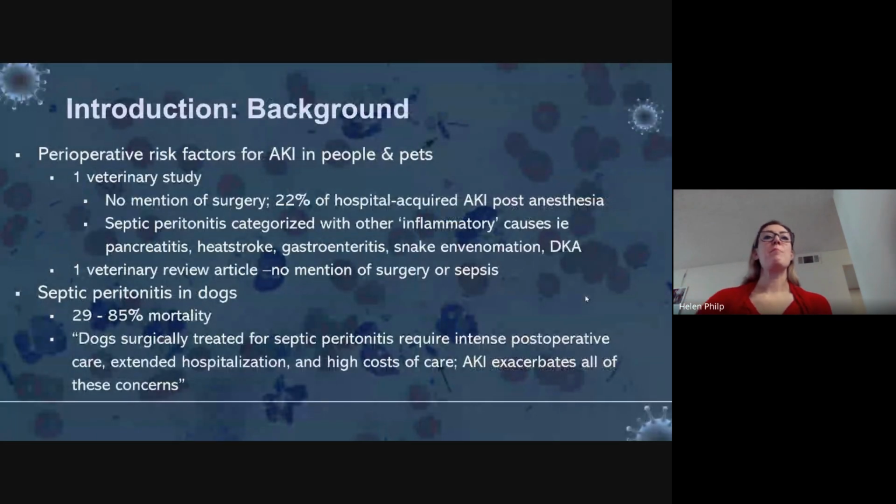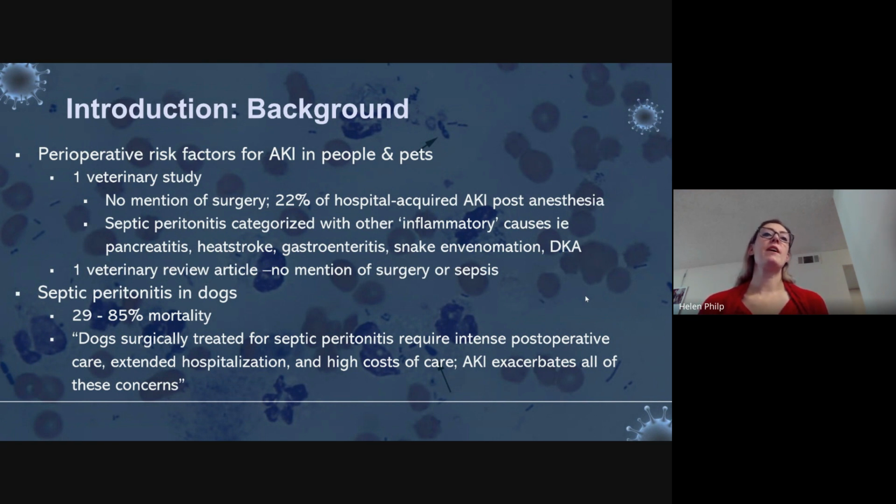And so really getting back to the paper and the remainder of the introduction, they go on with a little bit more background. They start to focus on perioperative risk factors for AKI. And they list 5 papers, and 3 of those are from people.